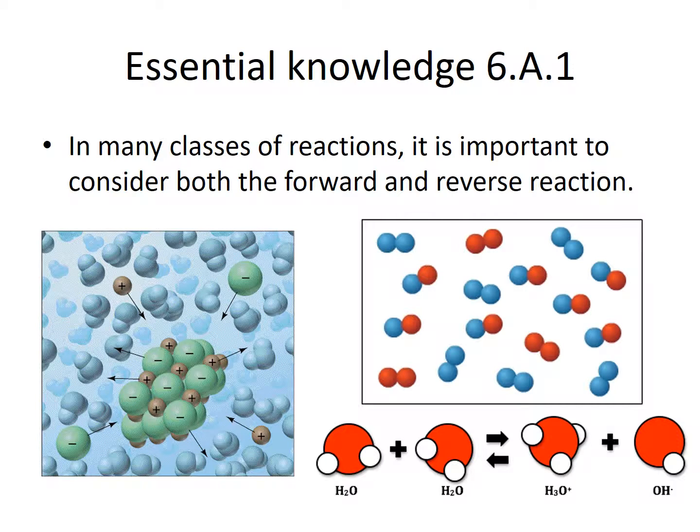Now, what are some examples that we might see in this class? Here are three that definitely will come up when we discuss various examples of equilibrium in Big Idea 6. In many classes of reactions, it is important to consider both the forward and reverse reaction.